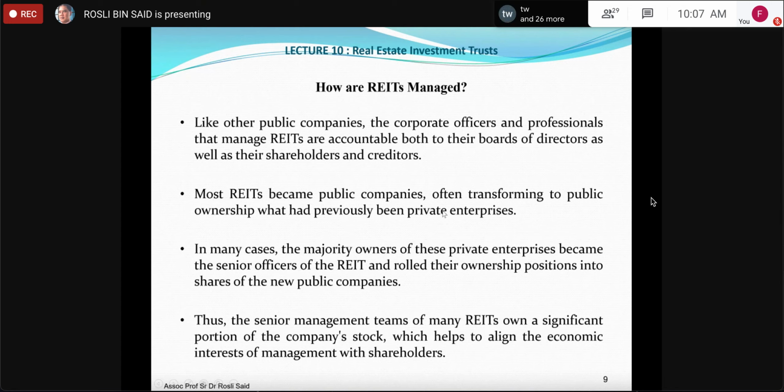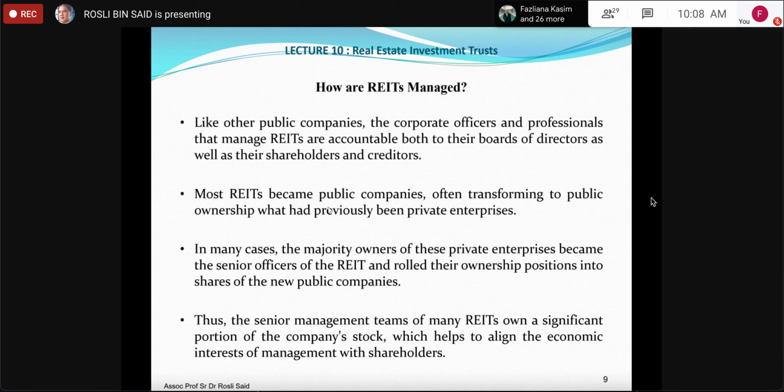Most REITs become public companies, the same as corporations. A corporation that offers an IPO, like I said just now, will become a public company, often transforming to public ownership what had previously been a private enterprise. Why do we say public? Because when a corporation issues shares, everyone can purchase a part of that company by purchasing shares. So basically, it becomes a public company. That's what it means by public companies.